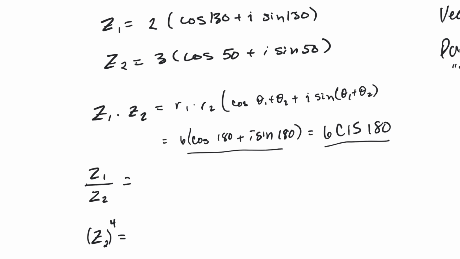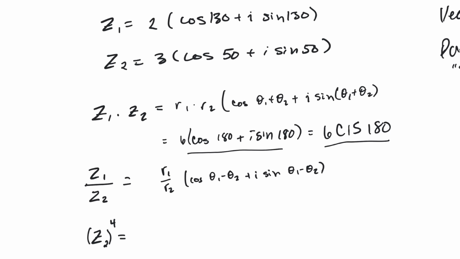When we divide, we're going to do the same kind of thing, and you're going to notice a lot of similarities here. It's going to have r1 divided by r2, and then you're going to have the cosine of theta 1 minus theta 2, plus i sine of theta 1 minus theta 2. Exactly what we probably could have guessed. You're going to divide the r values, and then you're going to subtract the angle measures.